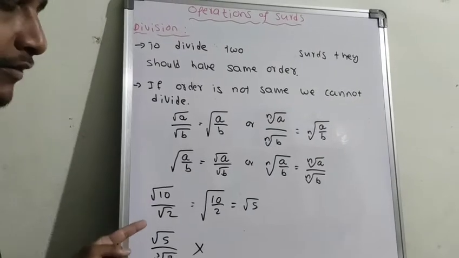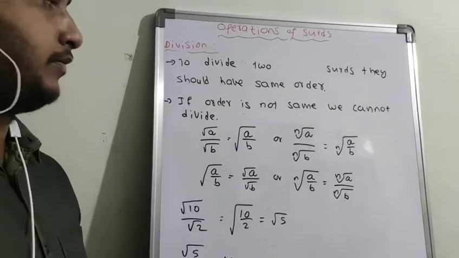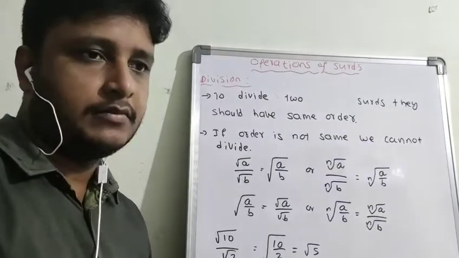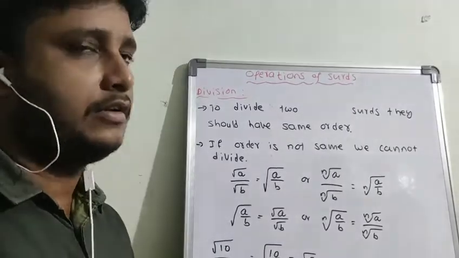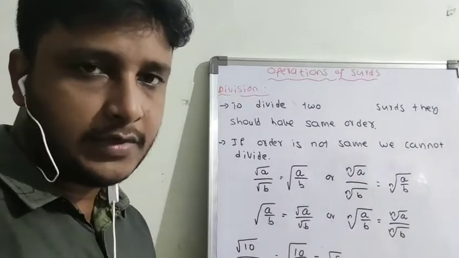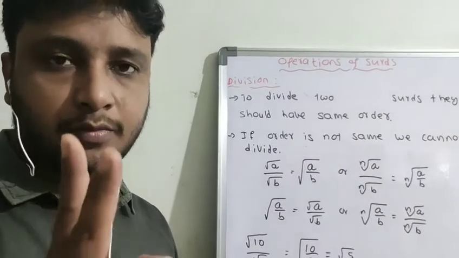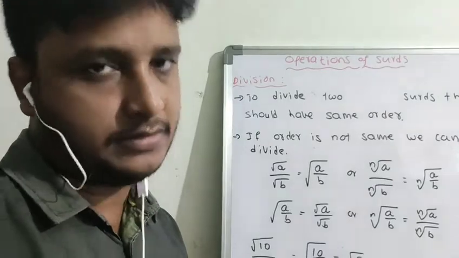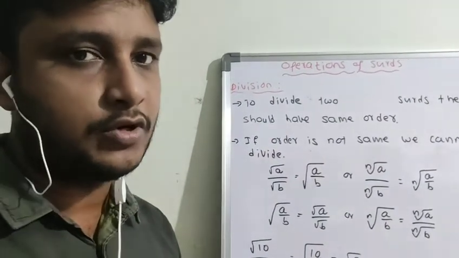So for division, the order should be the same, and for multiplication, the order should be the same. In multiplication and division, there is no need for the surds to be similar. Even with decimals we can multiply, but the condition here is the order should be the same. Okay, for addition and subtraction, they should be similar surds, and for multiplication and division, the order should be the same. These two points are important.